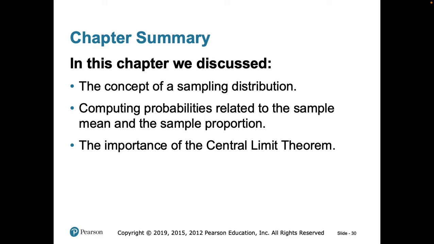So to summarize what we talked about today, we discussed the concept of sampling distribution. Remember, when you have data, even if it's not normally distributed, if you grab the sample means, those are going to be normally distributed. That's why sampling distribution is very important. That's why the standard normal table is very important. We talked about computing probabilities related to the sample mean and the sample proportion. And remember the central limit theorem: as long as the sample size is large enough, those sample means are going to be normally distributed.